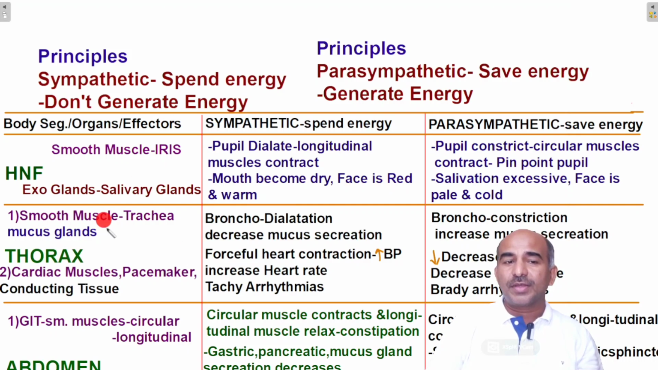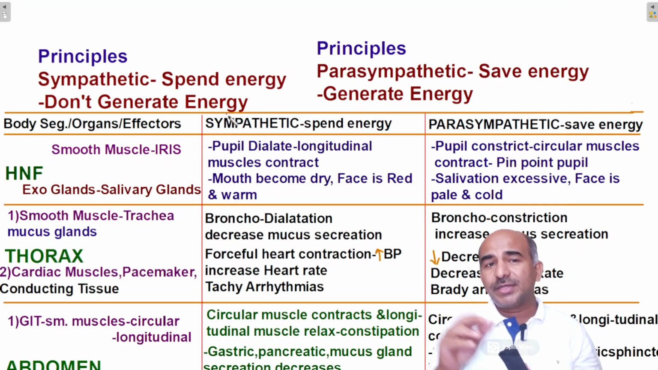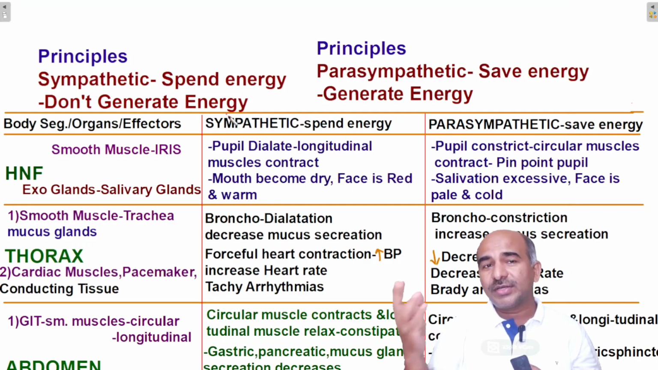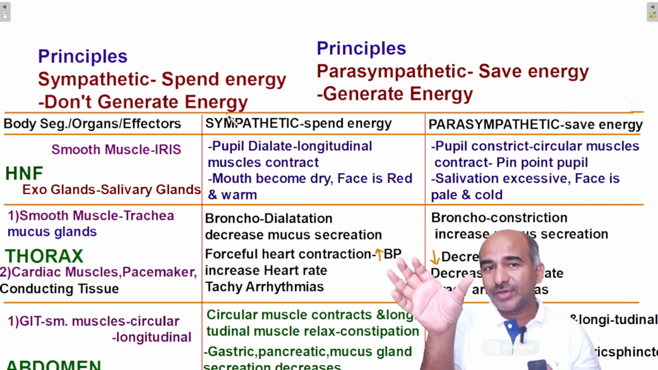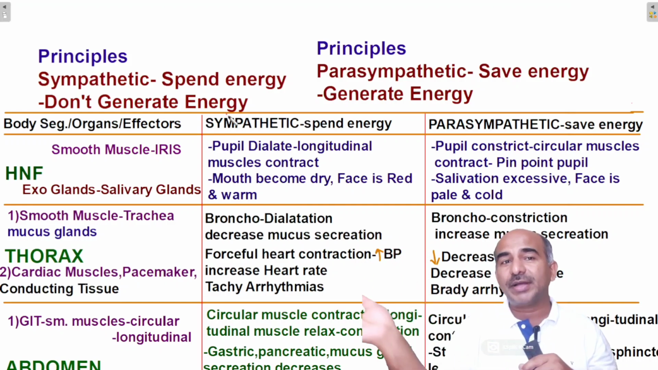In thorax, see smooth muscles, trachea. What happens? Now sympathetic wants to spend energy, so increase respiratory rate. To increase respiratory rate, spend energy. Principle is spend energy. So it has to dilate the trachea. Trachea will dilate in sympathetic. Opposite will happen in parasympathetic.